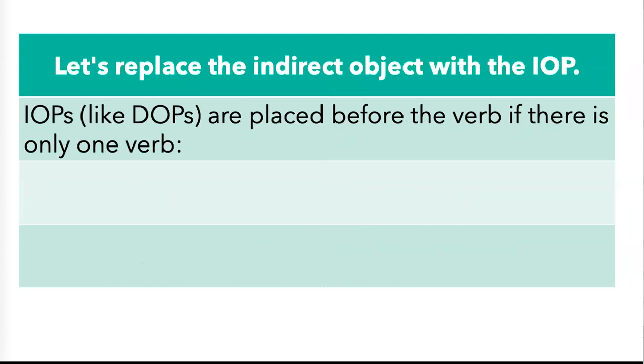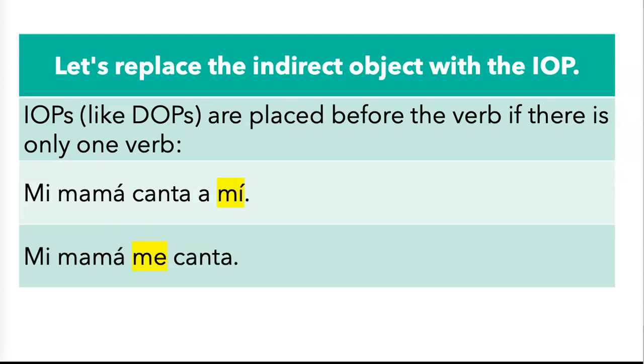So let's replace the indirect object with the indirect object pronoun. And like the direct object pronouns, if your sentence has only one verb, you're going to place the indirect object pronoun right before that conjugated verb. Mi mamá canta a mí becomes mi mamá me canta.